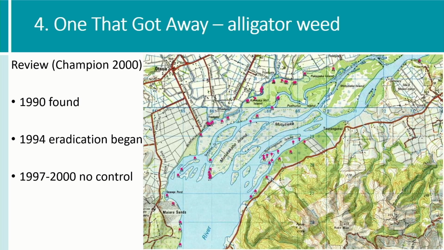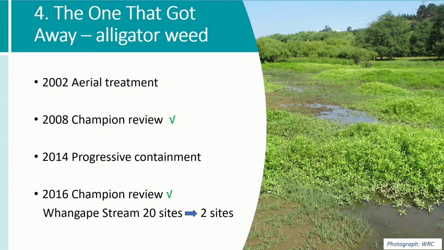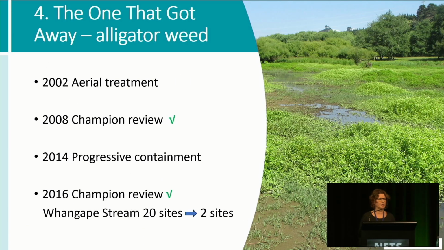There was a bit of a delay before eradication really kicked off and got underway in 1994, and that was largely around both management concerns and gaining consent. And then again, a 3-year period in 97 to 2000 when no control was undertaken. There were issues with discharge permits, budget and management. So not surprisingly, when Paul Champion reviewed the program in 2000, he was quite scathing of it. Happily, we got all our consents in line, we improved what we were doing, we included aerial treatment, and in 2008, when Paul Champion reviewed the program again, he said, yep, you're on track, you're doing good.